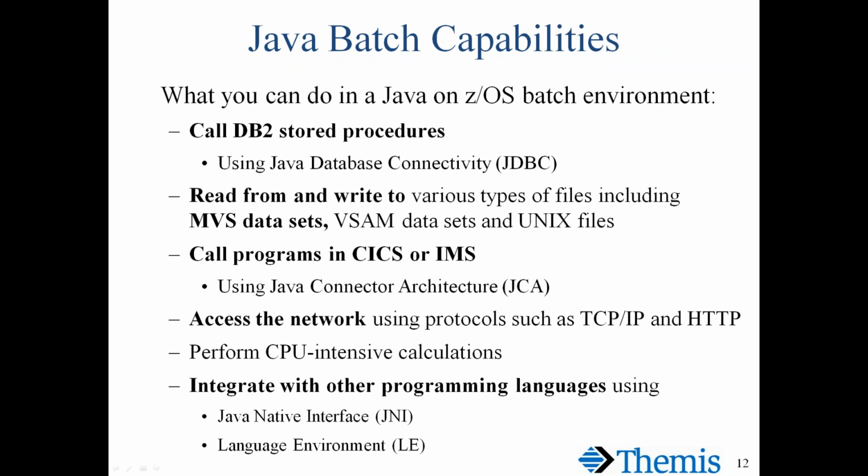What can you do with a Java Batch application? Well, you can work with a variety of file structures, including DB2. You can call DB2 any number of ways, including stored procedure calls. You can also use MVS datasets, including VSAM datasets, and Unix files, which are probably not that typical, but also even more easily available. You can use JCA and interact with CICS or IMS applications. You can use the network protocols, including TCP/IP and HTTP. CPU-intensive calculations particularly can benefit from the zIP processor when they're written in Java. And you can integrate with other languages in a few fairly low-level ways that we will not talk a whole lot about, but they are available.